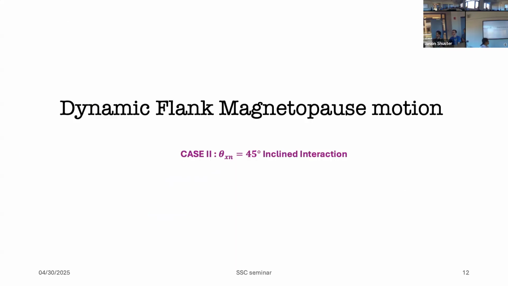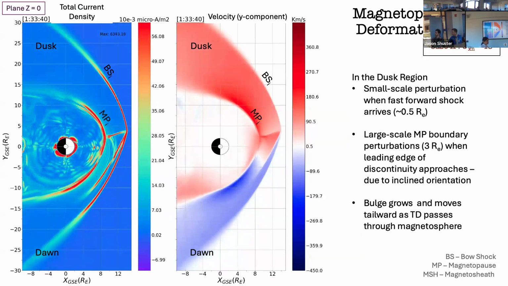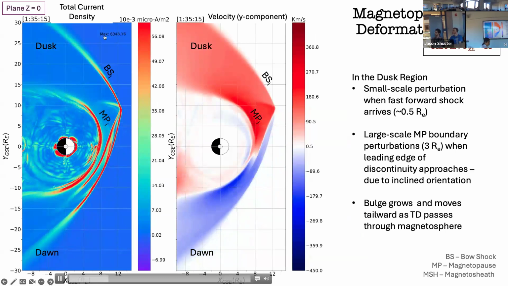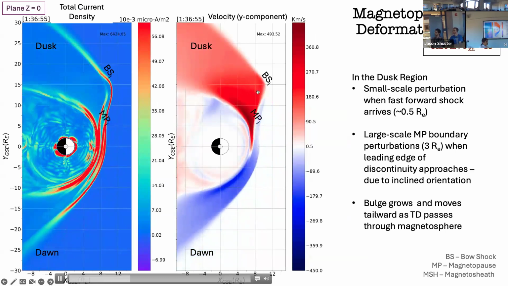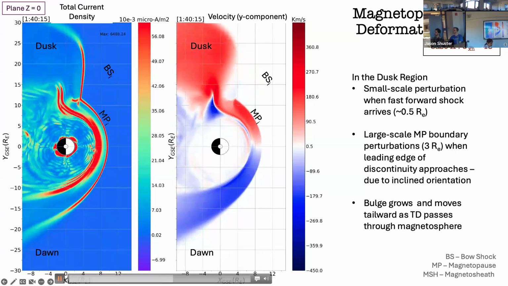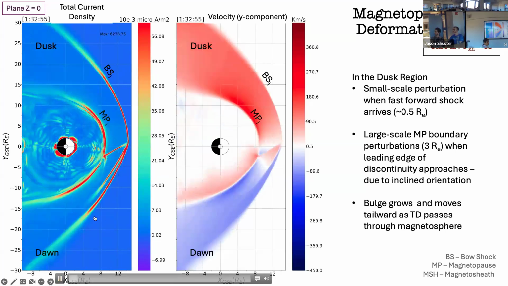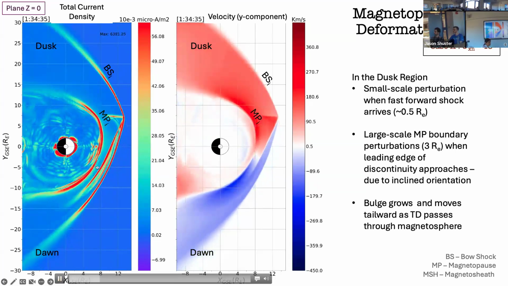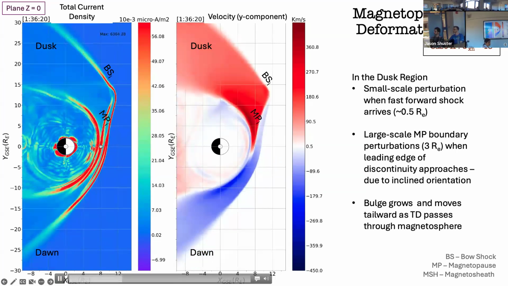Now coming to the more dynamic motion, and particularly for the inclined case, there are a lot of things happening at the magnetopause boundary, so we'll focus on that. This is the same total current density profile, and on the right is the velocity. Let me replay it again. Yeah, so the same as what we have discussed before, the wave generation happens there.